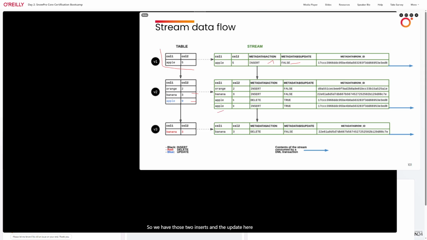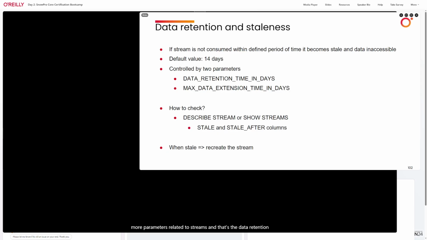So we have those 2 inserts, and the update here is tracked as a combination of insert and delete. So there is a metadata flag, is update, set to true for that too. And you can also see that the row ID is the same for those 2. And then we did some delete. Again, we can see the delete in the stream.